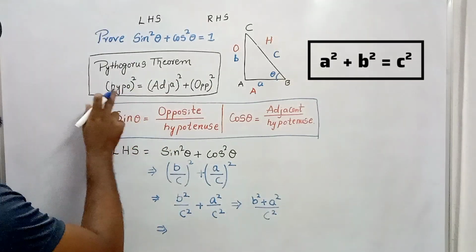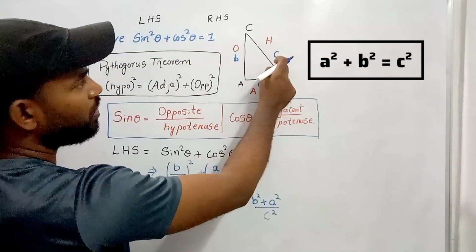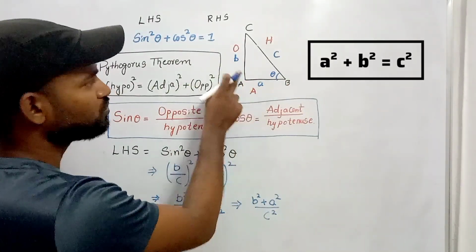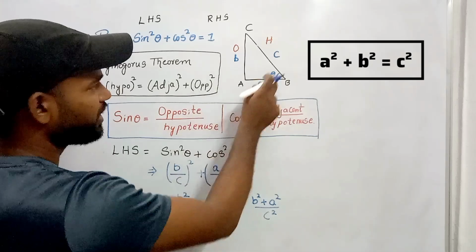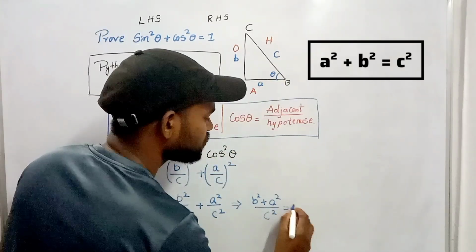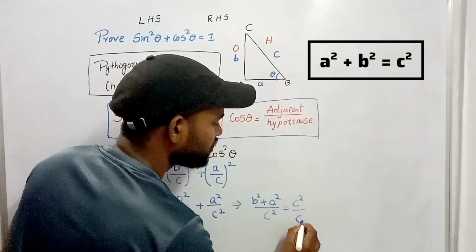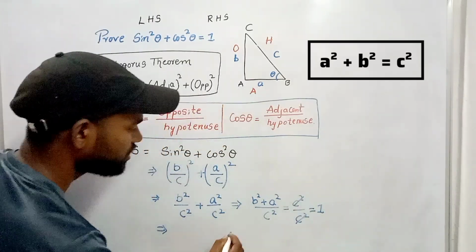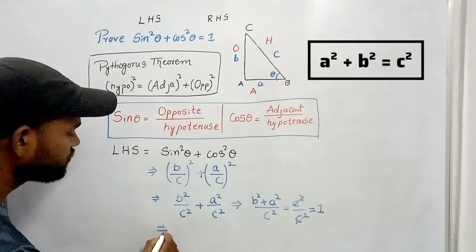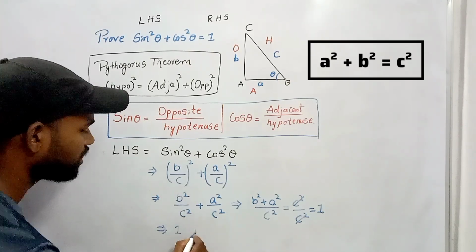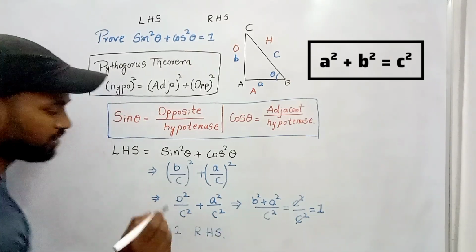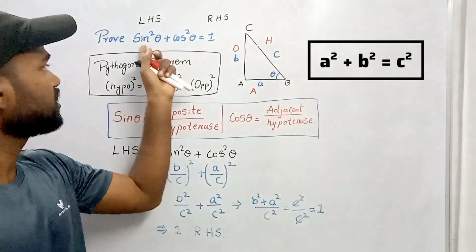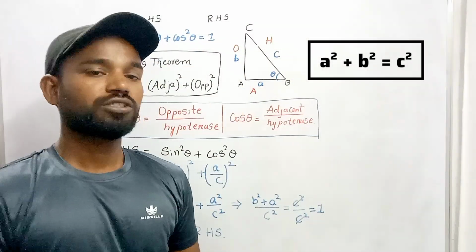Okay. So now what can we write here? Hypotenuse square equals opposite square plus adjacent square. So in place of a square plus b square, can I write c square? Yes. So c square by c square is equal to 1. So then we got the LHS equals 1, that is our RHS. So that's all about how to prove that sin square theta plus cos square theta equals 1. So thanks for watching.